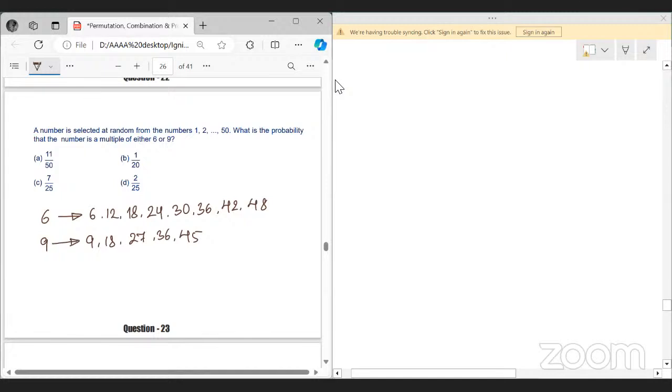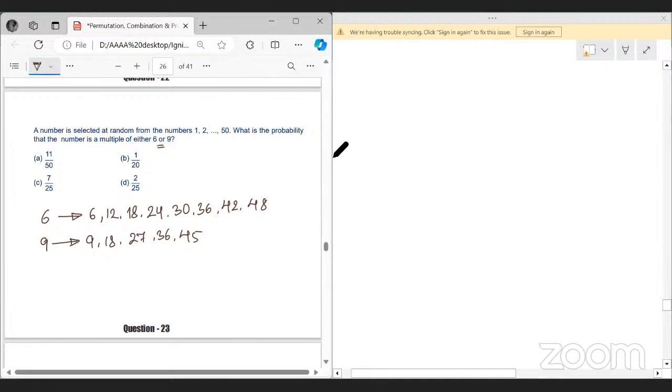What is the probability that the number is a multiple of either 6 or 9? That means it can be either. If you pick any number from 1 to 50, it is going to be either a multiple of 6 or 9. Let us say you pick 20. Is it a multiple of 6 or 9? No. You pick 36. Yes. You pick 12. It is a multiple of 6, but not of 9. But I don't care. They have asked me either 6 or 9. They have given me the option.